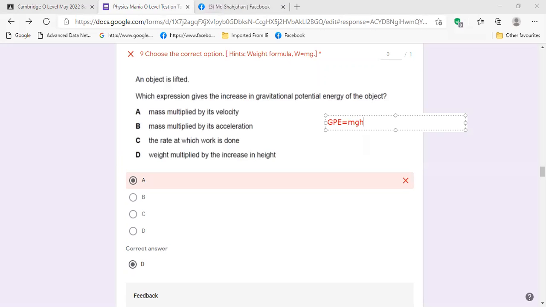Now check the options. We said mg is the weight. Weight is one kind of force, right? So mg is the weight, then h is the height, right? So it's involved with this one, D: weight multiplied by the increase in height. So it's weight multiplied by height. So the answer is D.